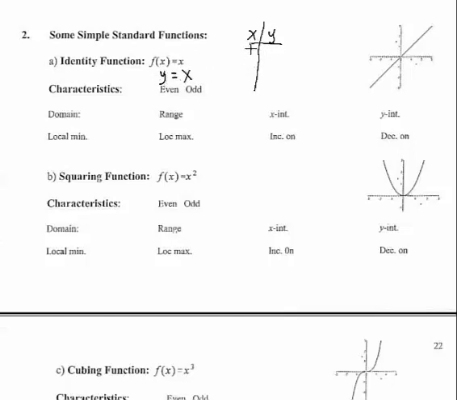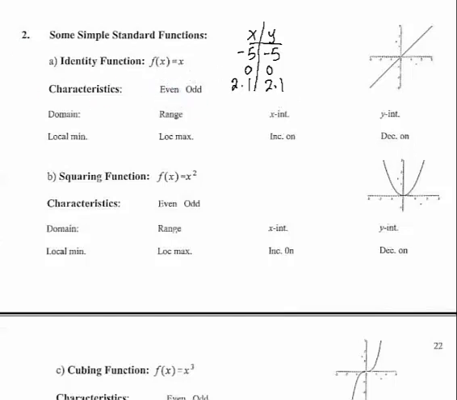So if I say x equals -5, then y equals -5. If I say x equals 0, then y equals 0. And I can pick decimal numbers. If I say x is 2.1, then y is 2.1.